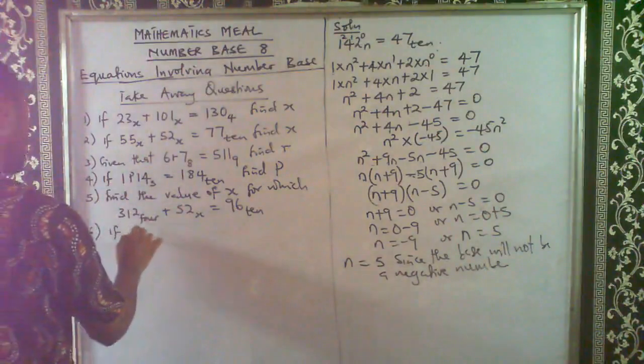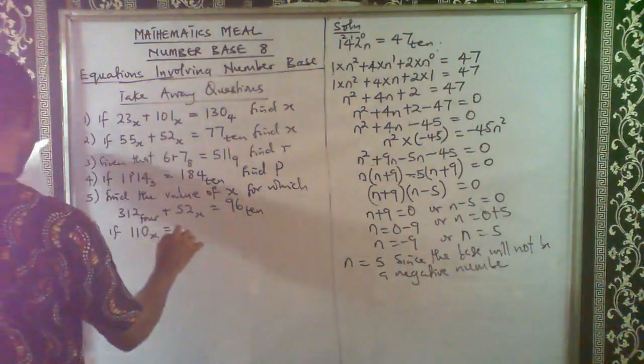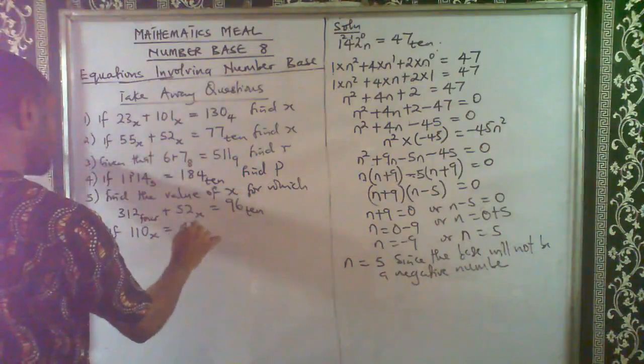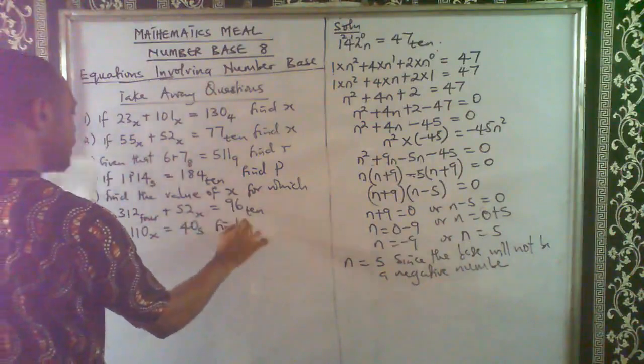So if 110 in base x is equal to 40 in base 5, find x.